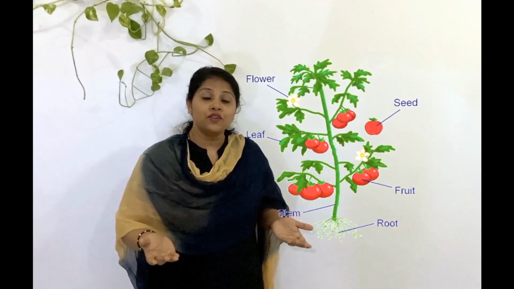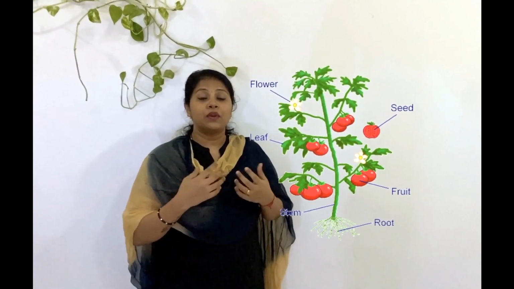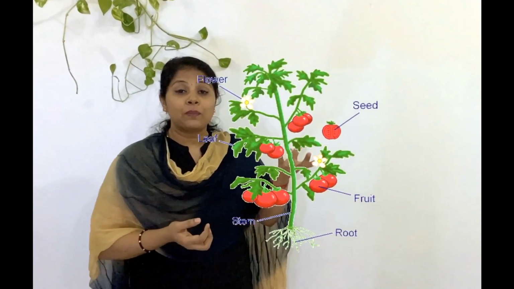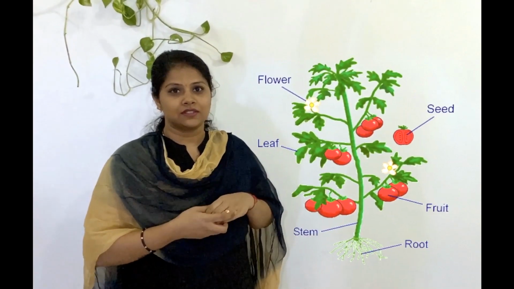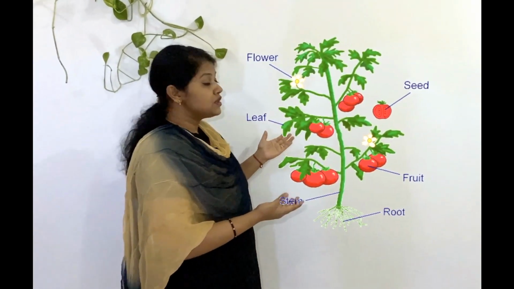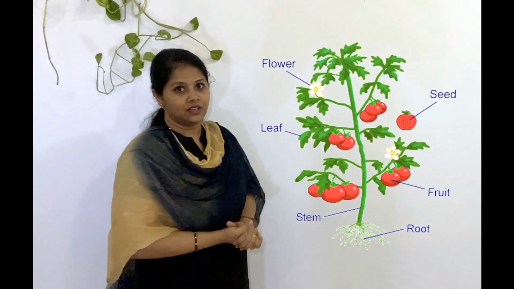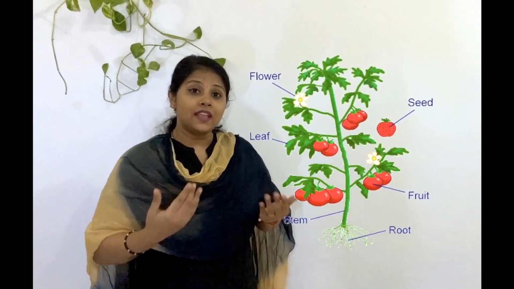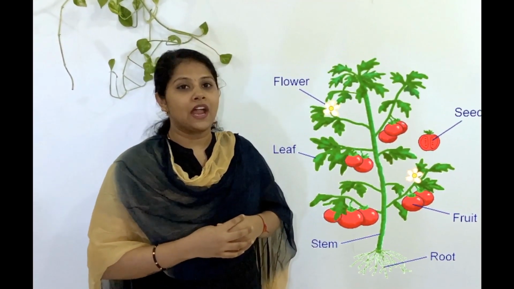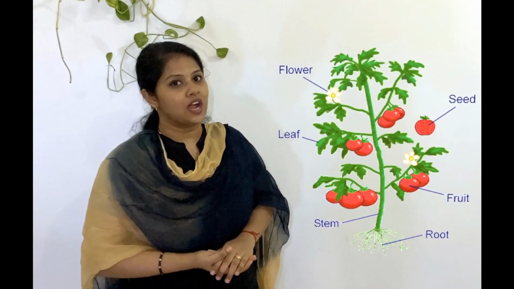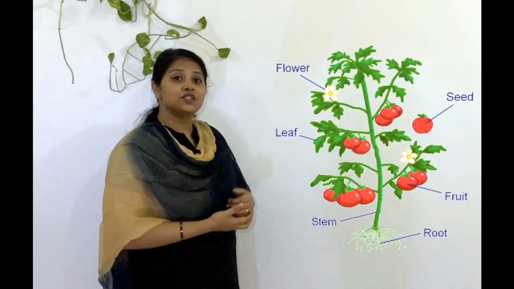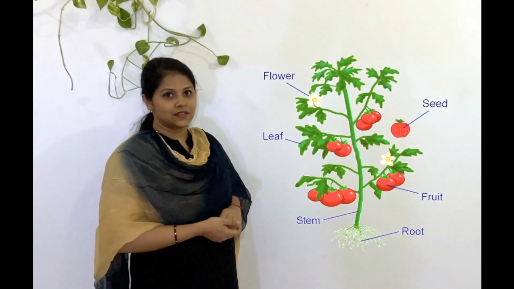So now what is the food for the plant? The food prepared is known as glucose. The plant uses the glucose for functioning. Then the extra glucose is stored in the plant in the form of starch. So this whole process is known as photosynthesis.